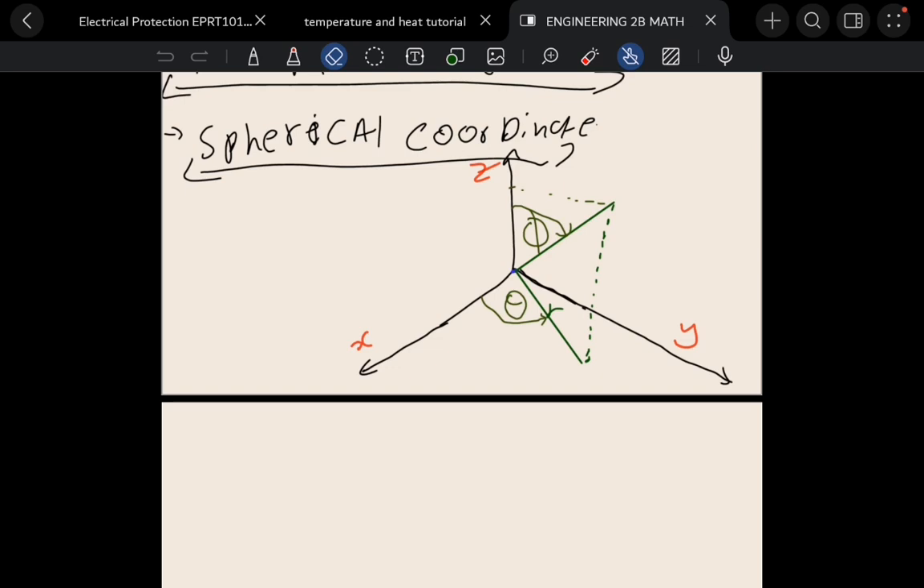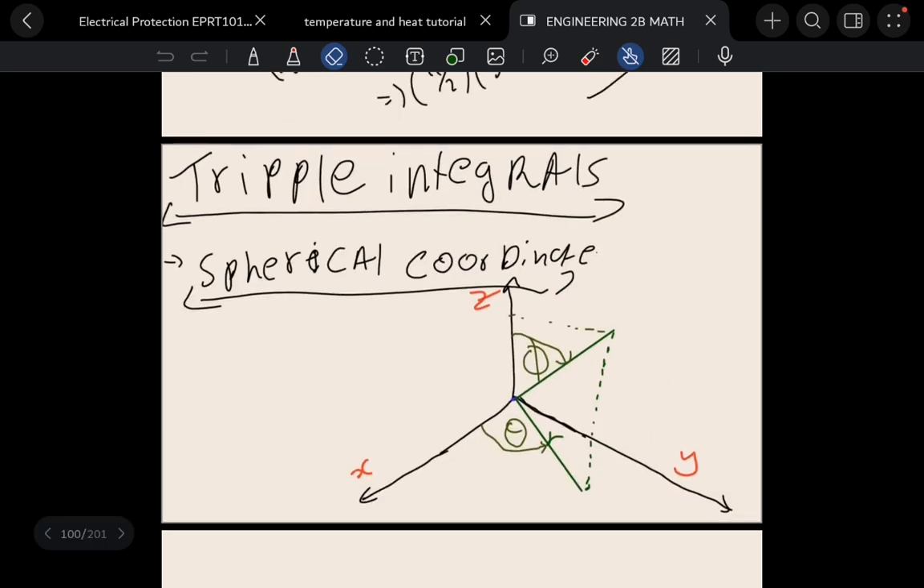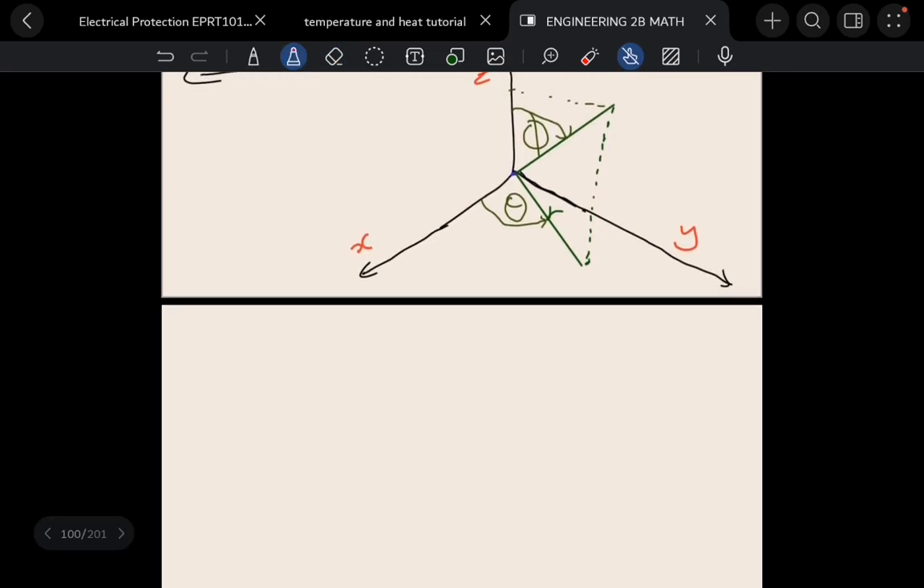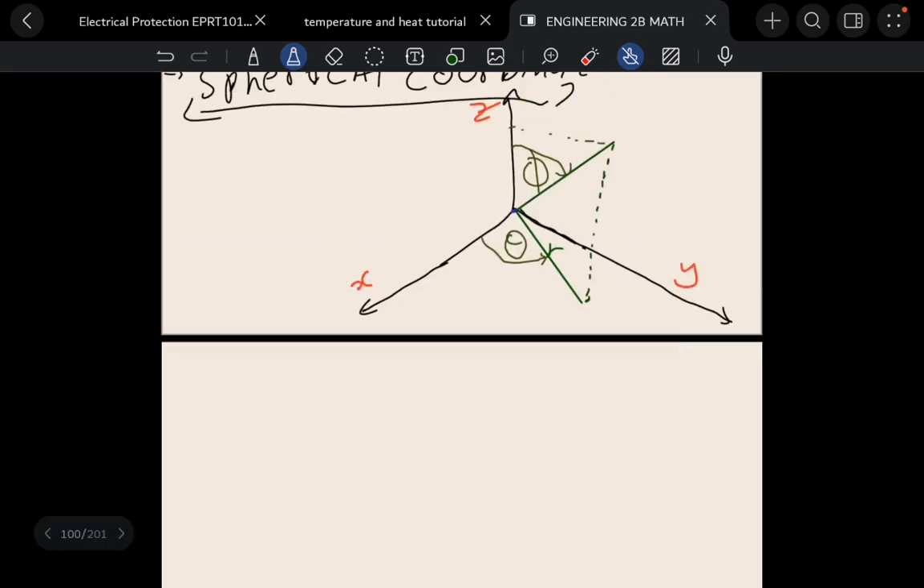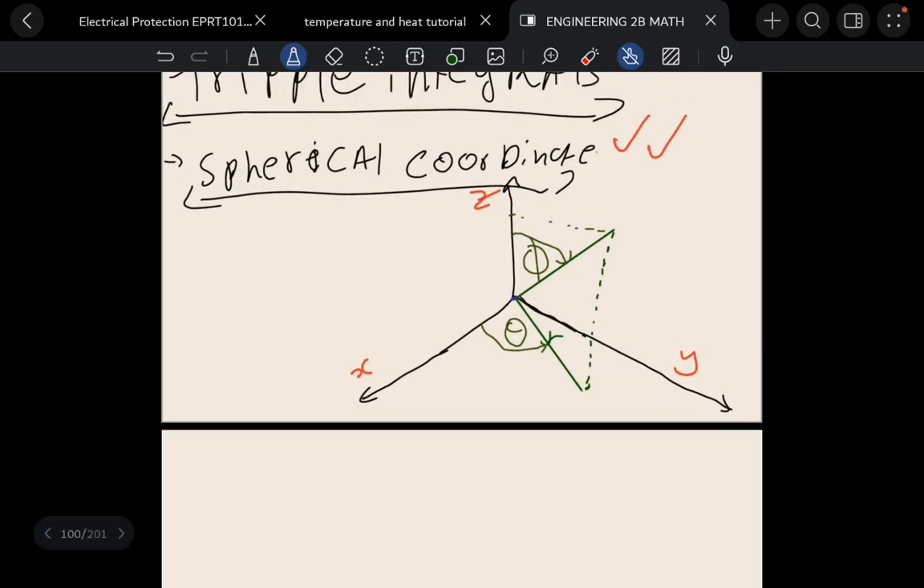Let us look at triple integrals, but specifically in spherical coordinates. First thing that we need to discuss is that our x, y, and z will change.